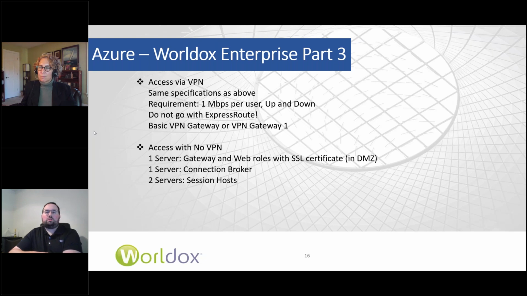Obviously, if you had a much larger site in the thousands of people, then maybe VPN Gateway 2 would become more interesting to you. But for 1 megabit per user and the expected user counts, either basic or number 1 will suffice. There's a note in the slide that says don't go with ExpressRoute. ExpressRoute's a little bit different than VPN gateways.